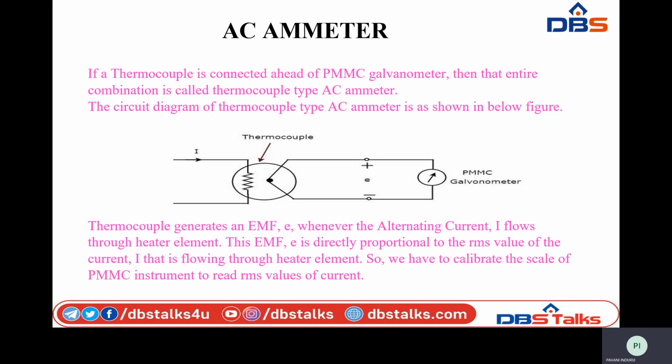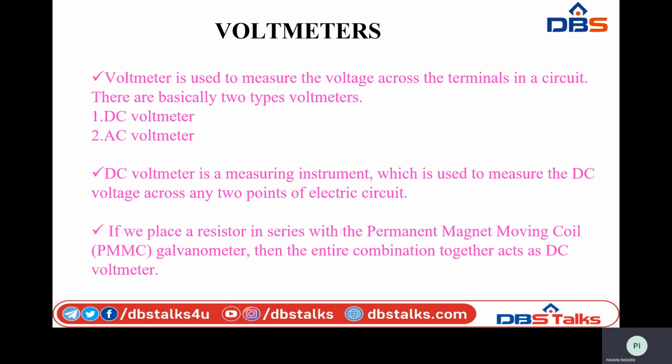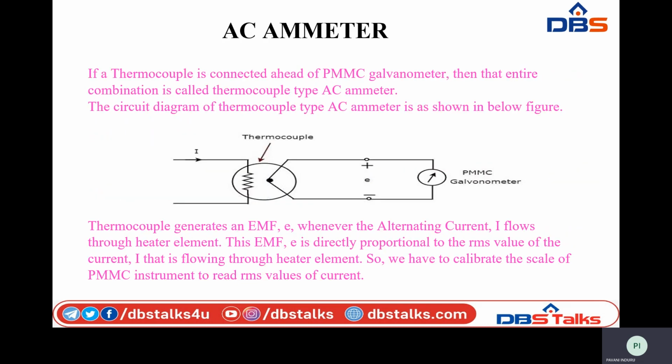This is given to the PMMC galvanometer, and the galvanometer will show the deflection, which is nothing but the RMS value of the current flowing through the circuit. That is about ammeters. One more thing we must remember is that these ammeters must be connected in series with the electric components in the circuits.